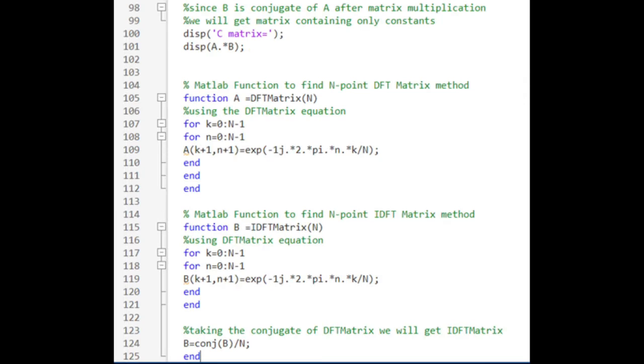Next, the C matrix will display the value of matrix A times B. For this part, we clarify the function for A and B, which is A or B of k plus 1, n plus 1 equals exp of negative 1j times 2 times pi times n times k over N. The value of B will be conjugated to get the IDFT matrix of B.